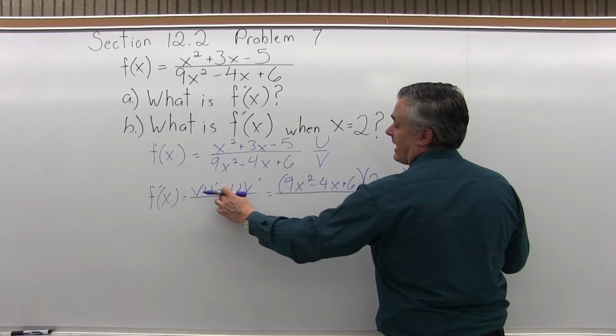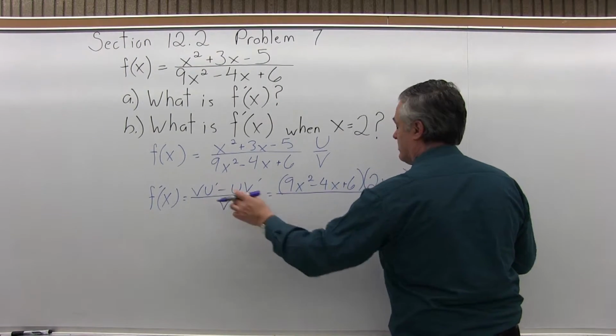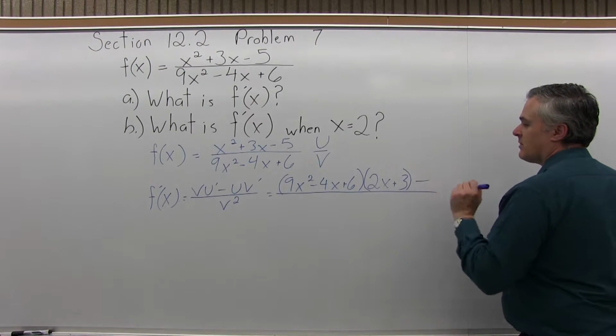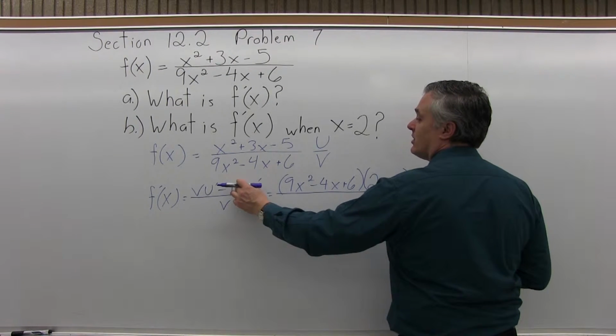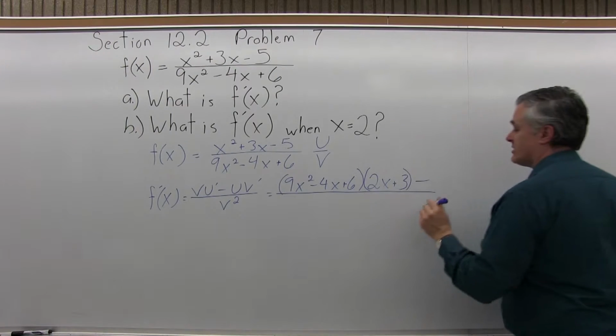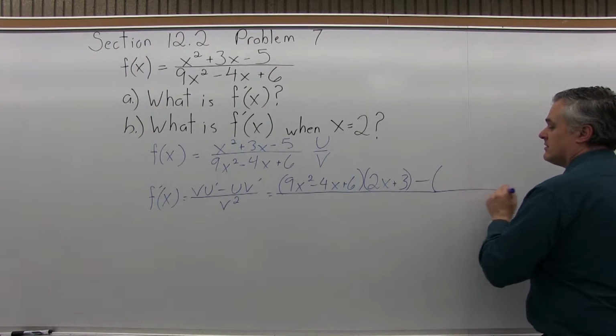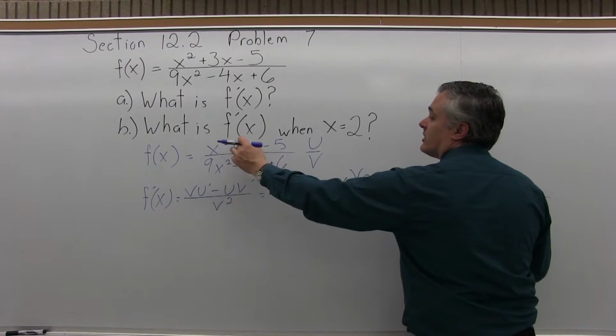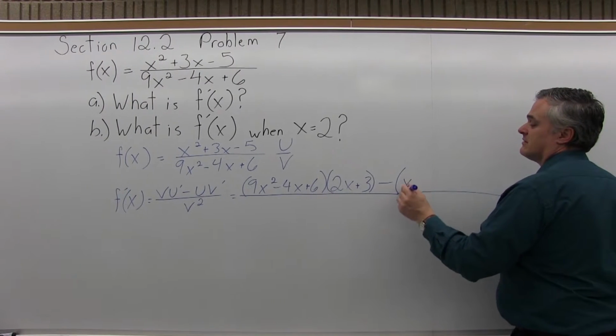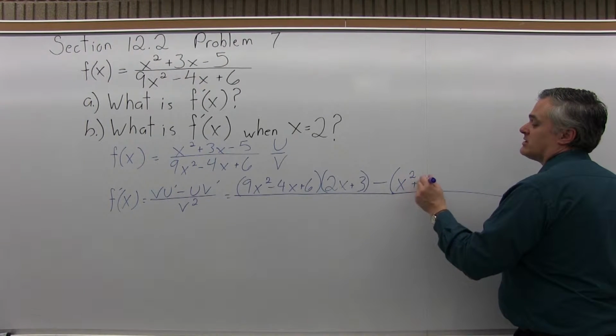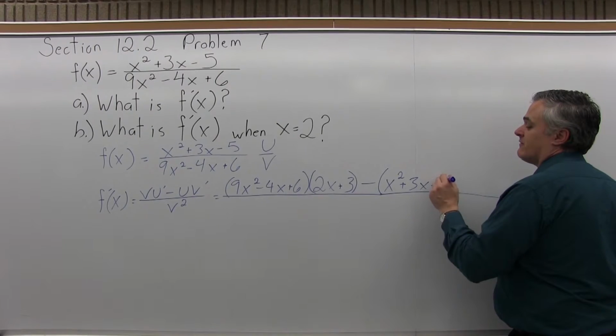Then I have minus in my quotient rule. Minus. Then u, no prime, just u, just the numerator of the function, no derivative. So it's x squared plus 3x minus 5.